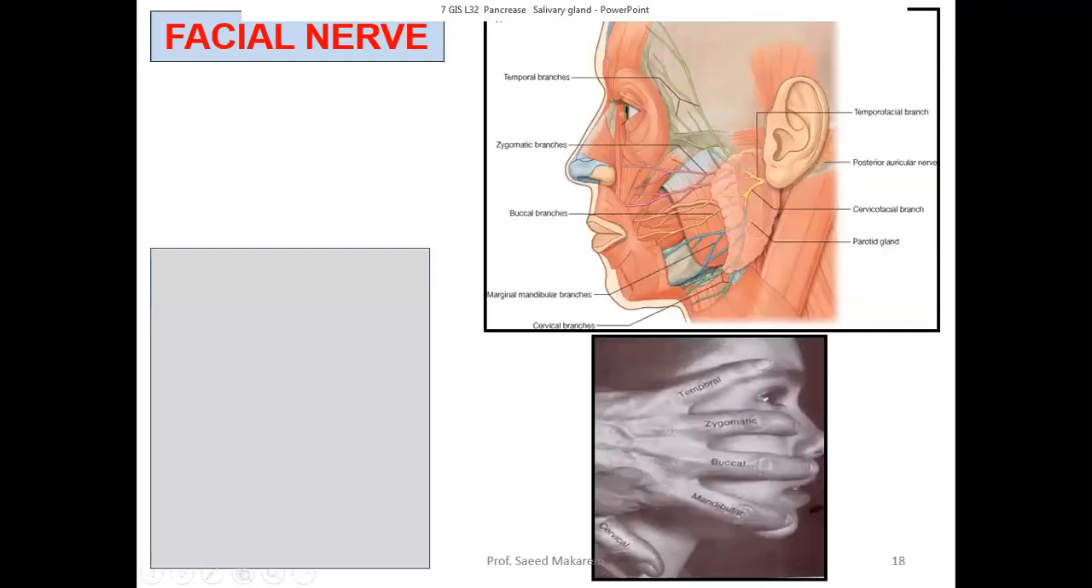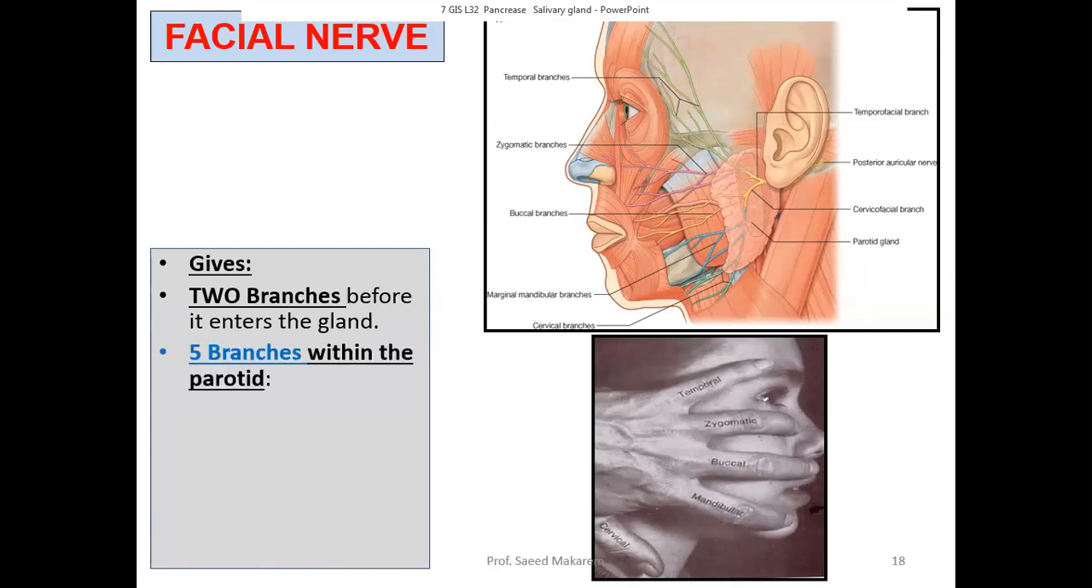So now here you can appreciate the facial nerve passing through the parotid gland. This facial nerve gives 5 branches, as you know. Two branches come before it enters the gland. Then within the parotid gland it divides into 5 branches. The first branch is the temporal. If you keep your hand on the face, these 5 fingers will indicate the 5 branches.